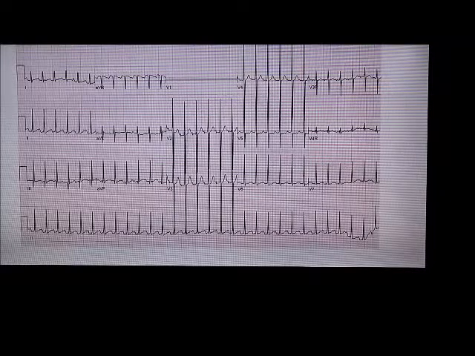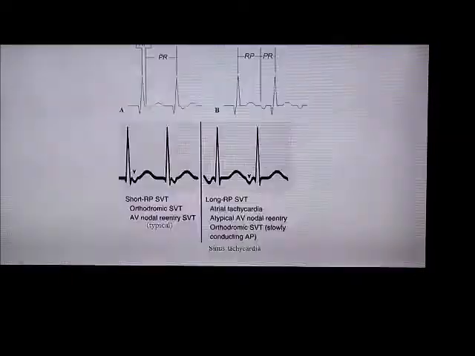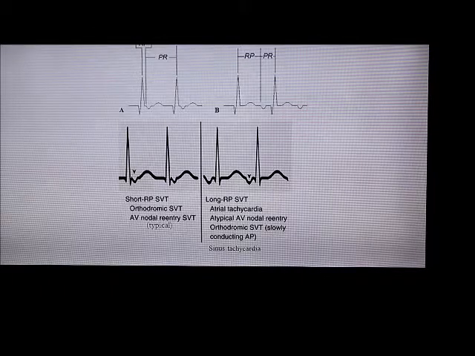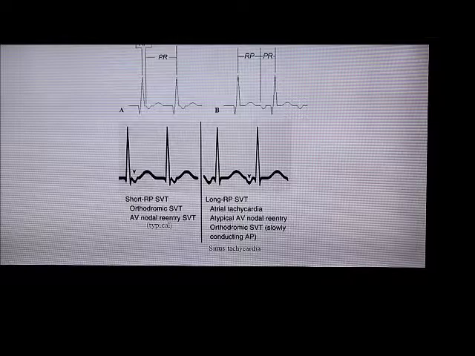Differential diagnosis: typically atypical AVNRT or PJRT. Okay, we'll come back to the differential diagnosis. Orthodromic is BT, PJRT, or atypical AVNRT, or atrial tachycardia. Yeah, so either atrial tachycardia, atypical AVNRT, or no, this is rare, so you don't put that diagnosis in children unless there's no other differential. Orthodromic SVT with a slowly conducting pathway, here PJRT.